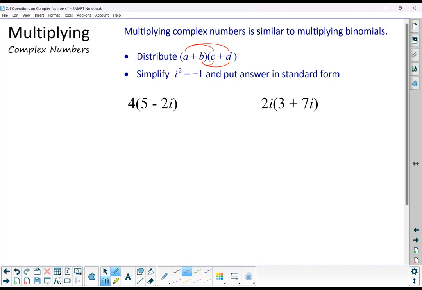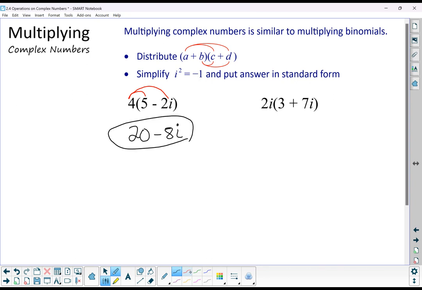So 4 multiplied by 5 gives us 20, real number. And then 4 multiplied by -2i gives us -8i. In this case, I've got a real part and an imaginary part, and I'm done. That's already in standard form.